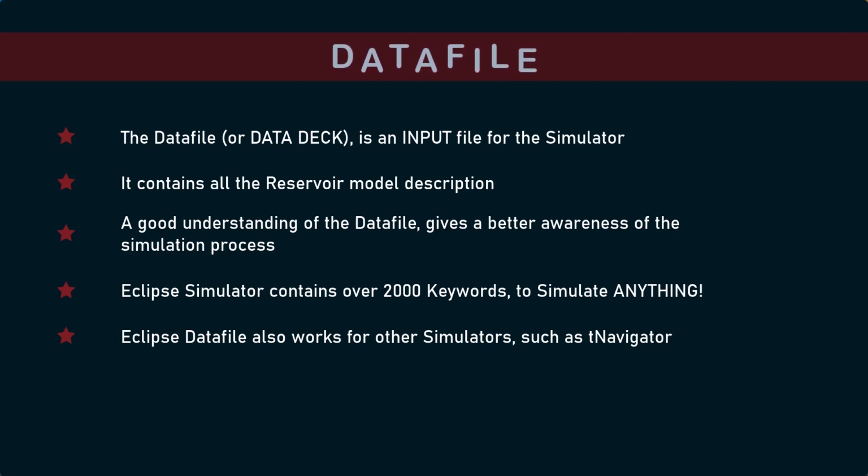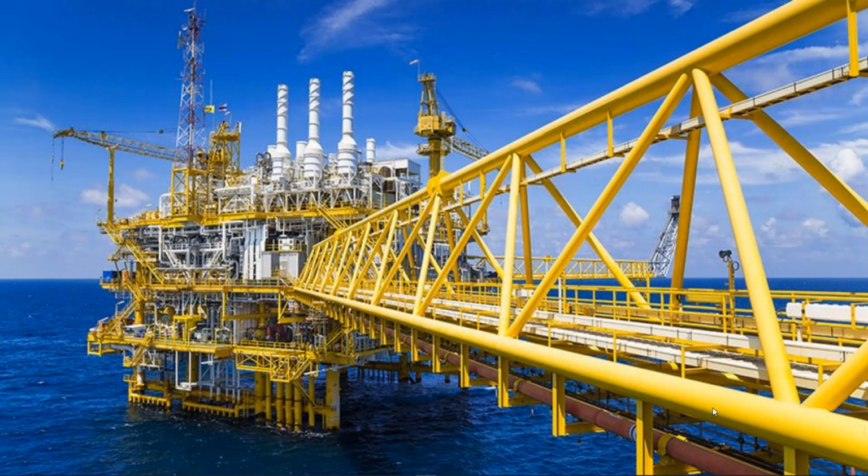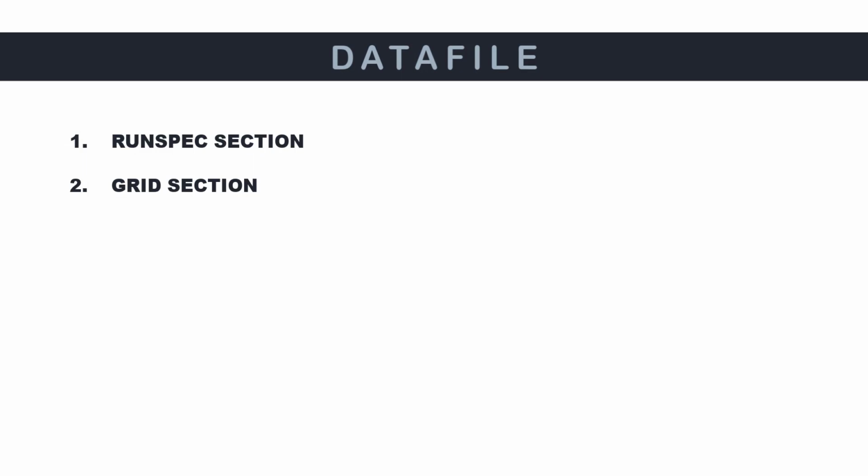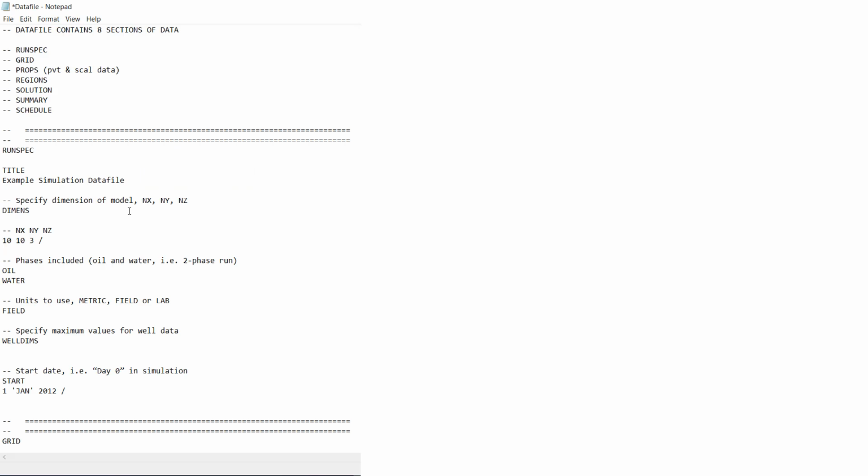Okay, so to make things easy for us, I have devised a very simple approach. What we are going to do is work gradually. We're going to take it in bits. In this video, we're going to talk about the Runspec section and the Grid section. When we look at these two sections and understand the basic information in the data file that describes them, then in the next video we come up with something else. And as we're doing this, we're going to be creating a simulation model. So I have this simple data here where I want us to begin from.